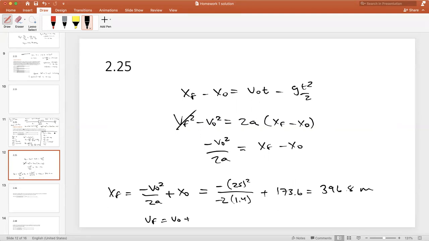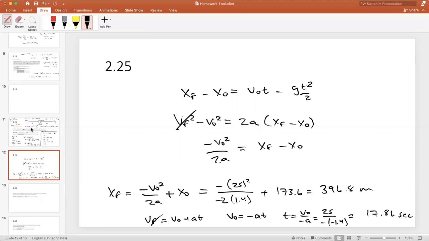equal to V initial plus AT, again 0. So V initial is equal to minus AT, or T is equal to V initial over minus A. V initial was 25 for the second part, minus a minus 1.4. So I get 25 divided by 1.4, or 17.86 seconds.